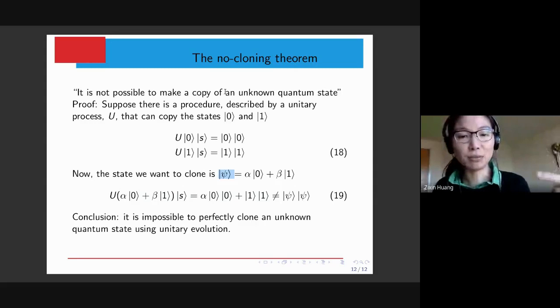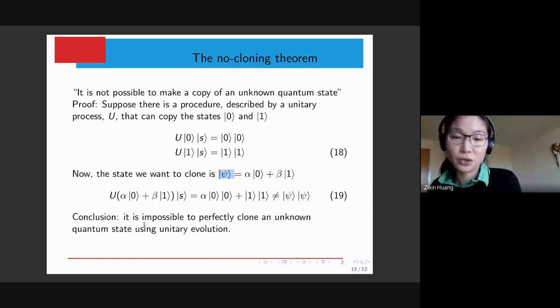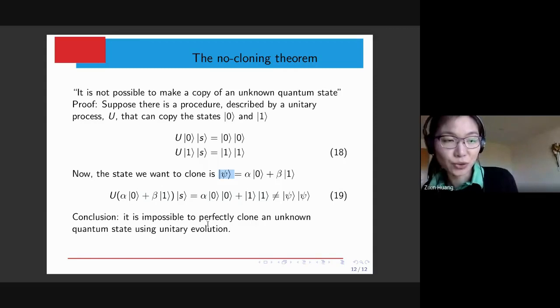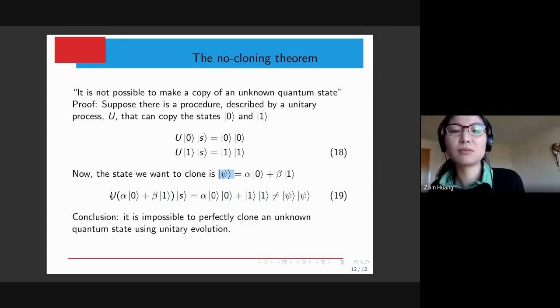So there's a slightly more rigorous version that's in the notes I've uploaded if you want to read it. Basically we arrive at the conclusion that it is not possible to perfectly clone an unknown quantum state using a unitary evolution. And the caveat there is unitary evolution. There are some things which you may be able to do, but it is not deterministic, which means you can't copy an unknown quantum state deterministically, i.e. with probability 1.